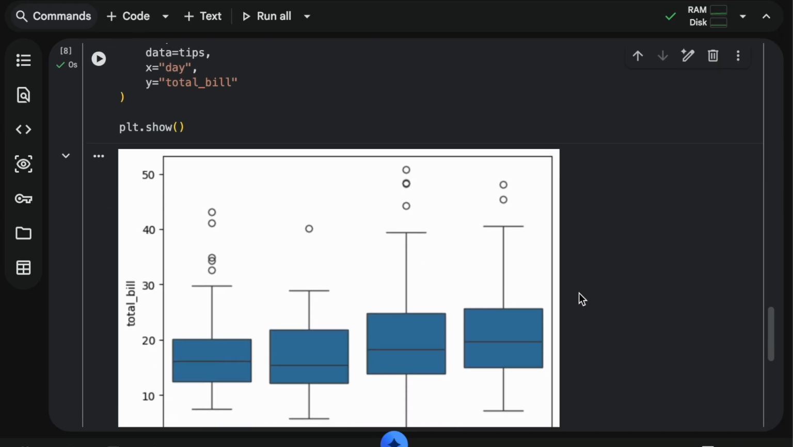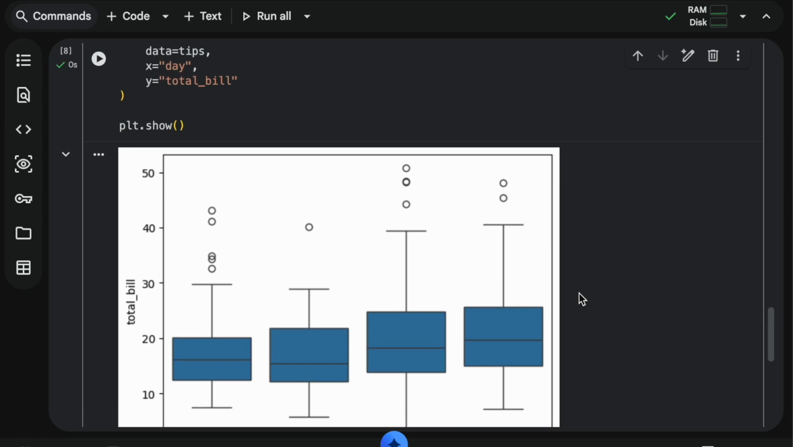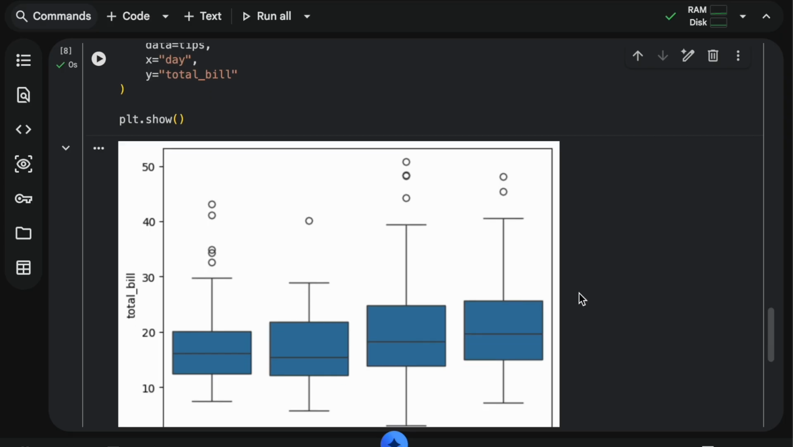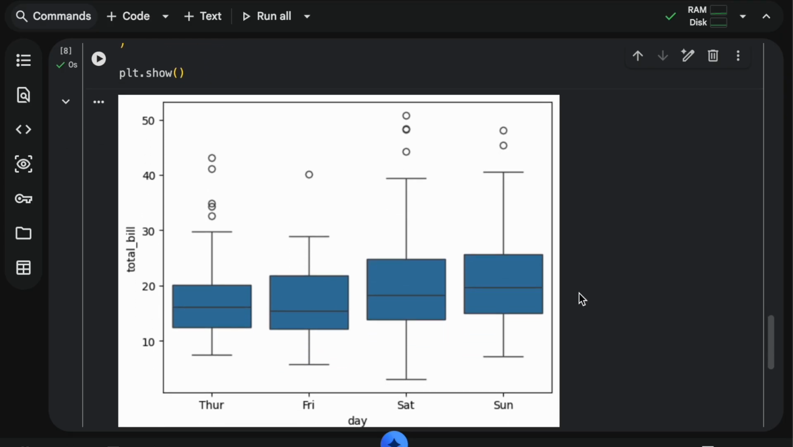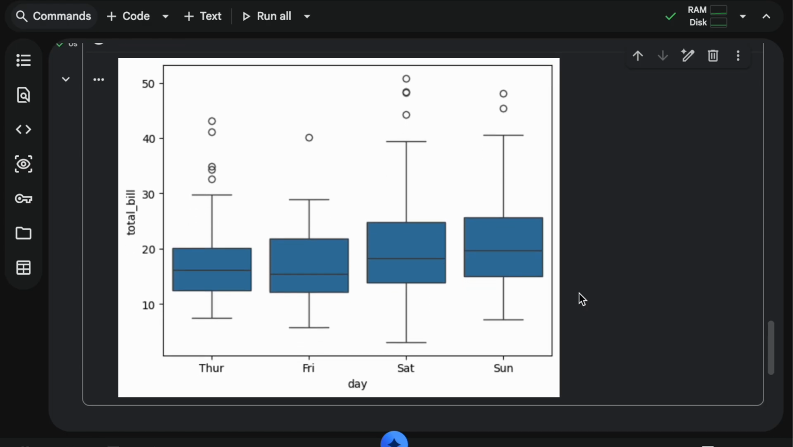Looking at the plot, we can see the median total bill for each day as a line inside each box. The boxes show the interquartile range, which is where the middle 50% of the data falls, while the whiskers extend to show the rest of the distribution. Outliers appear as individual points beyond the whiskers, indicating unusually high or low bills.